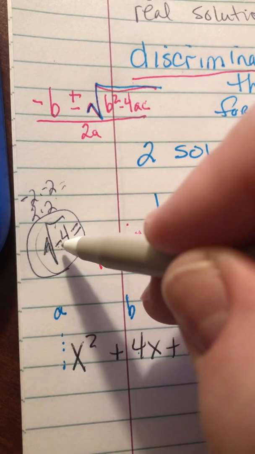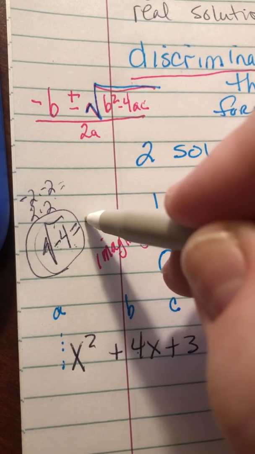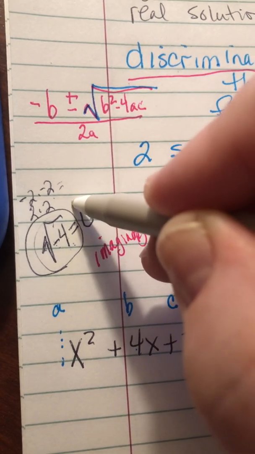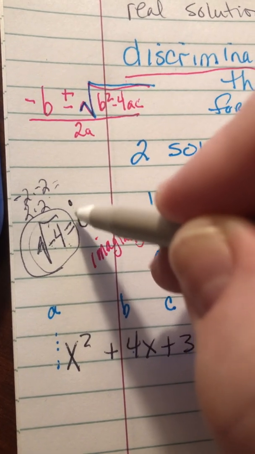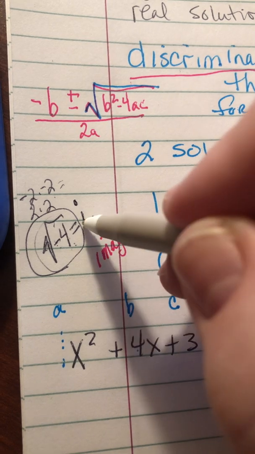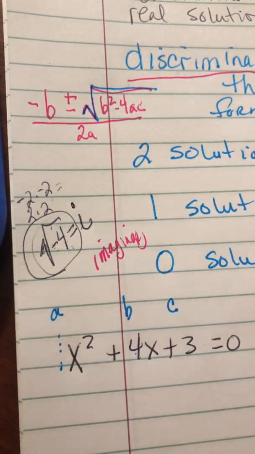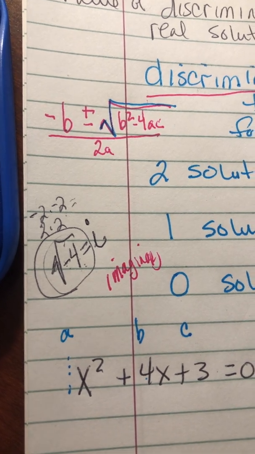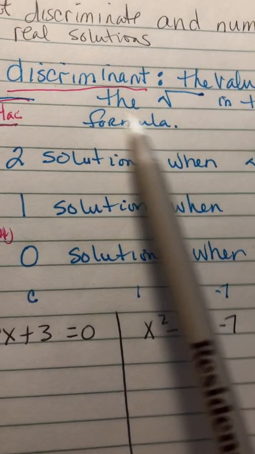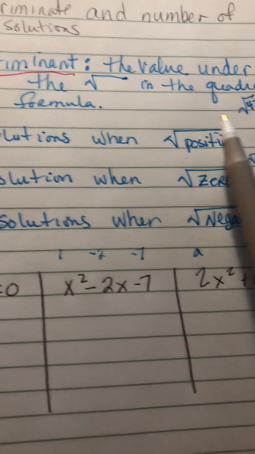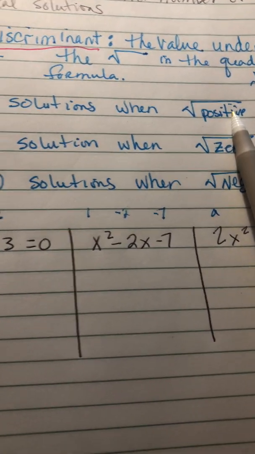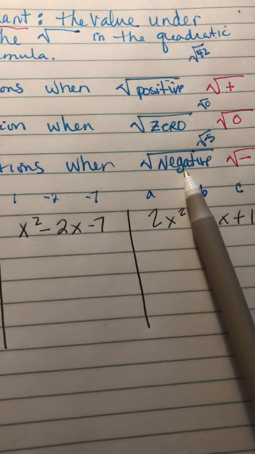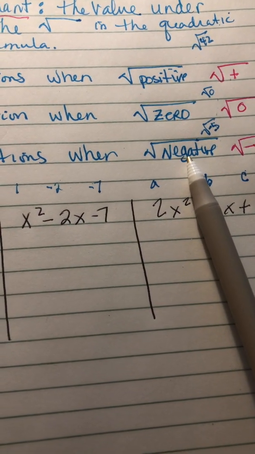There's no such answer to this. And actually, you'll see in future sections that we call this i. The answer to this involves an i, an imaginary number. But we're going to get more into how to solve that later using that idea. So back to this. If you have two solutions when the inside of the radical is positive, you have one solution when it's a 0, and you have no solutions when it's a negative number.